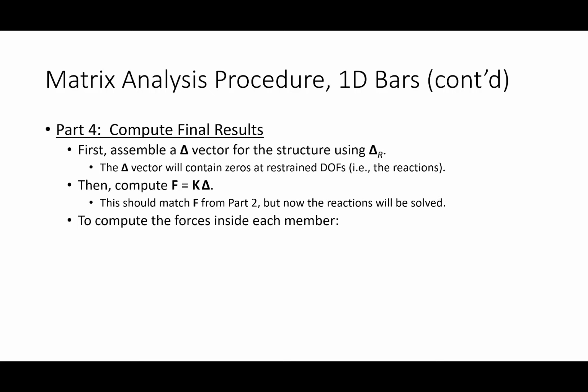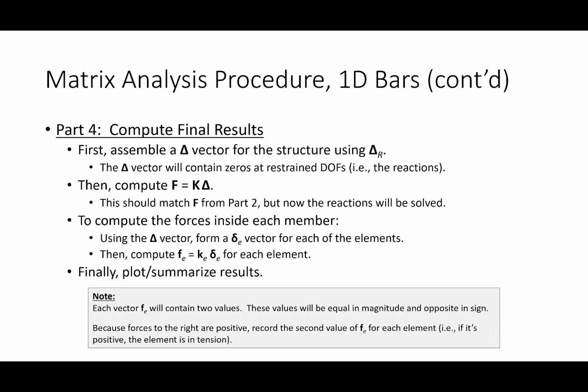For the forces in each member, just write a little delta vector for each member. You got a spring matrix for each member, just F equals K delta. And again, this is a wonderful thing to do in Excel because copy paste.